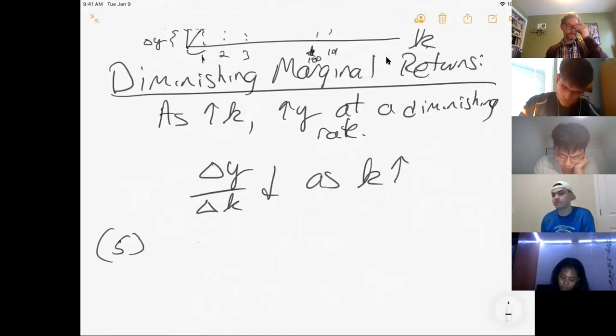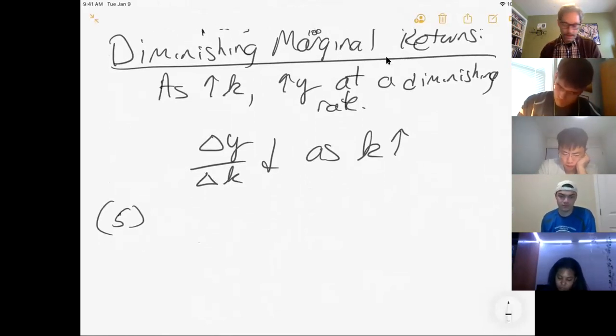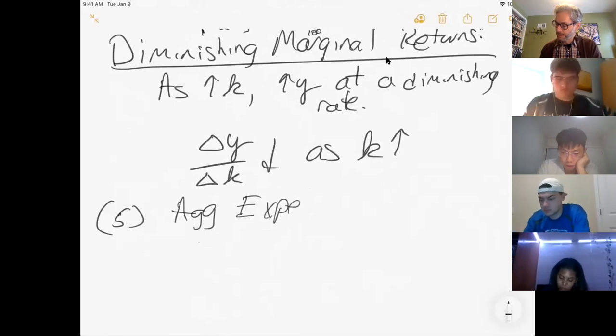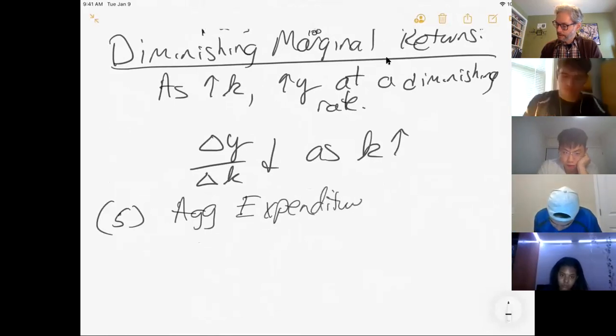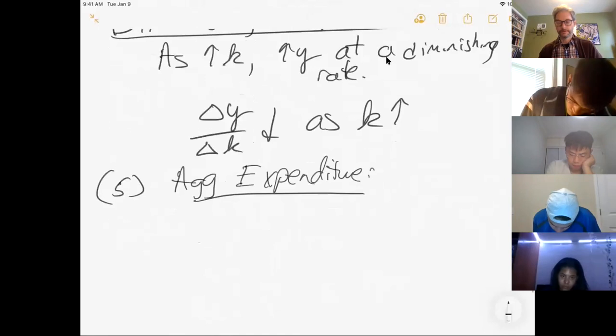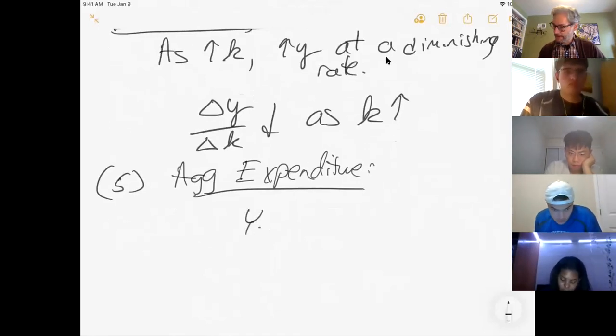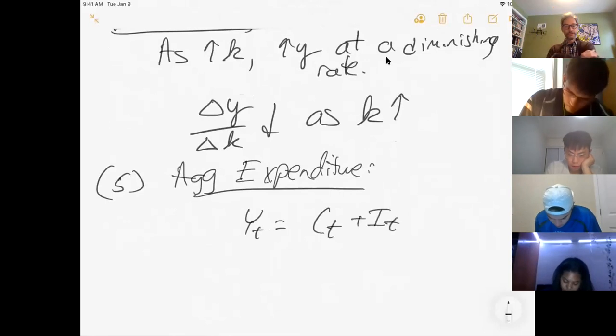Okay, let's finish up the model here. A couple of other assumptions. These are pretty straightforward. First off, we're going to say aggregate expenditure. In other words, what can you do with output? You can either consume it or invest it.